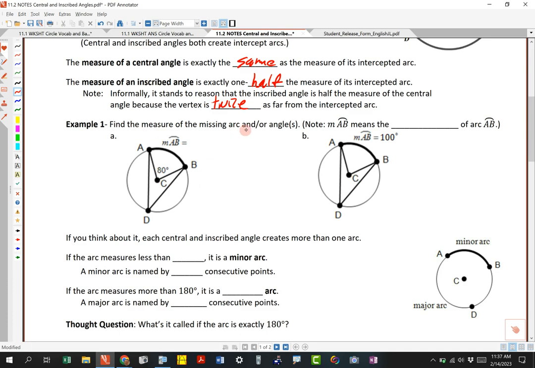So here's the deal. Find the measure of the missing arc and/or the angles. And note that for MAB, notice that AB doesn't have a line over it. It's got a literal arc over the top of it. So it means the measure of arc AB. So on this one right here, we know the central angle is 80. So that means the measure of the arc would be 80. And that means that this would be 40 degrees.